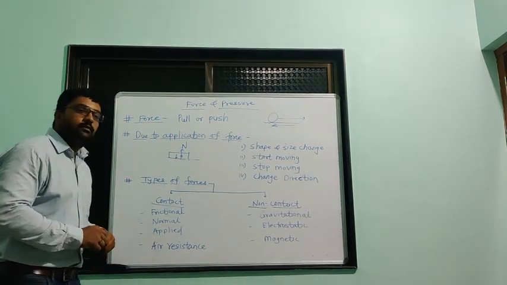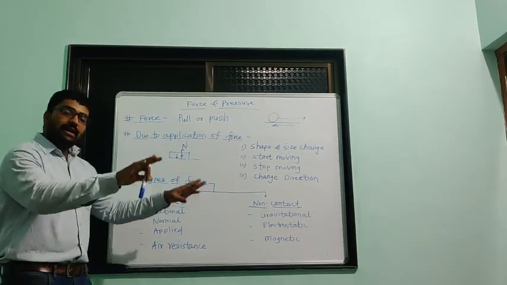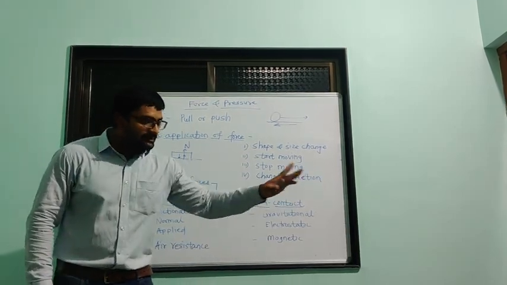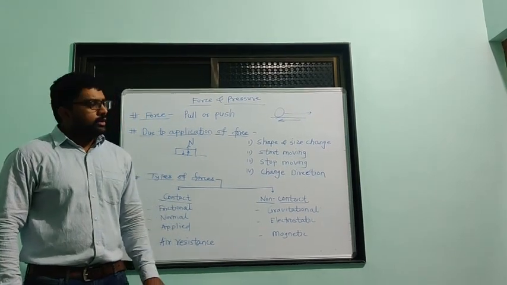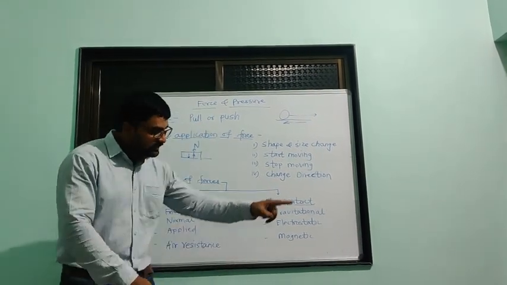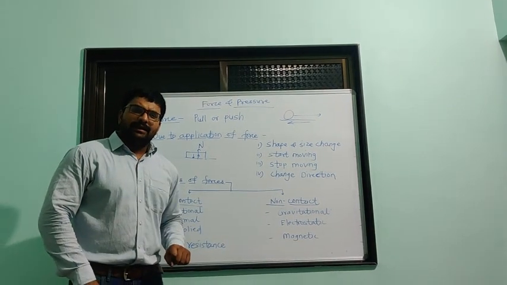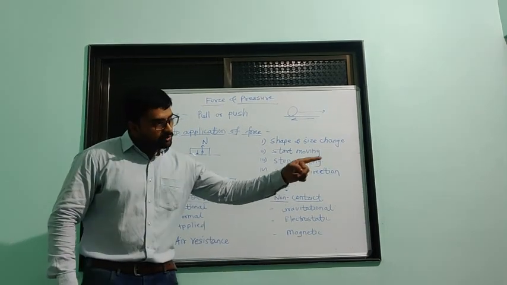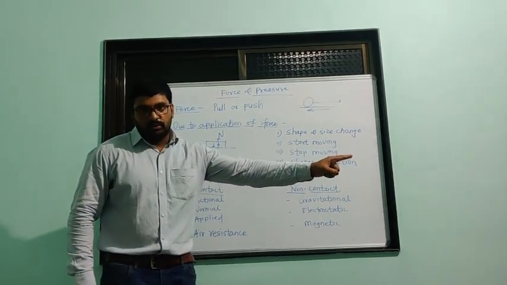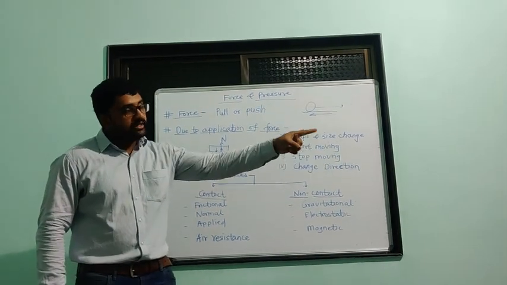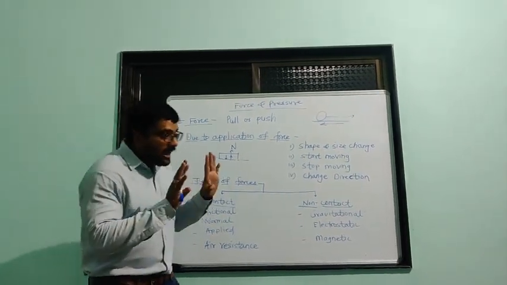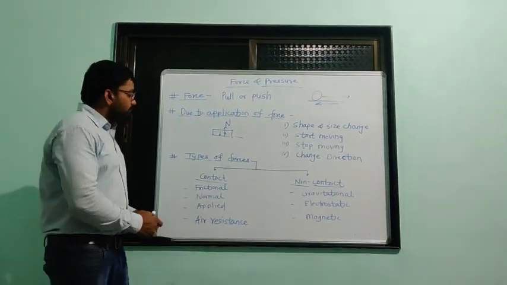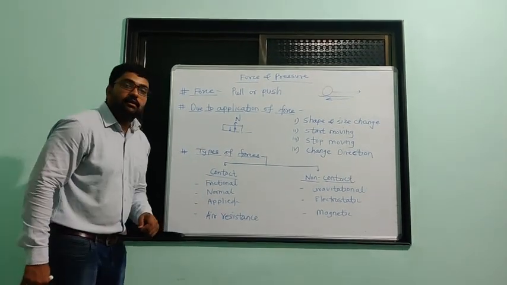Next is applied force. Suppose one very heavy object is here, and I have to move that object in this direction. If I apply force only in this direction, is it possible to move that object? No. So I have to apply force also in this direction. So I apply force in this particular direction to move an object. That force is called an applied force.